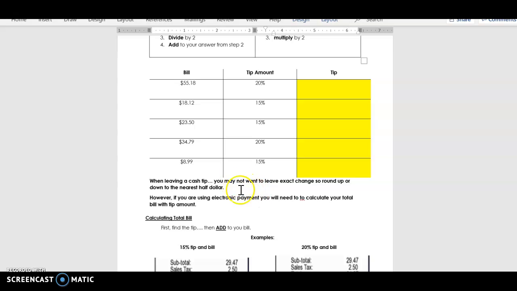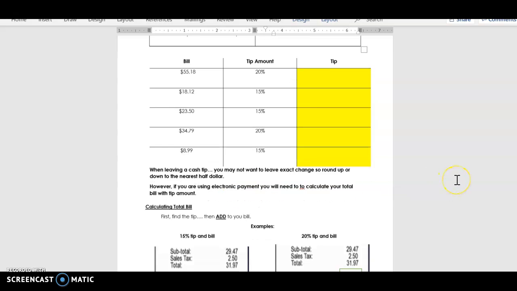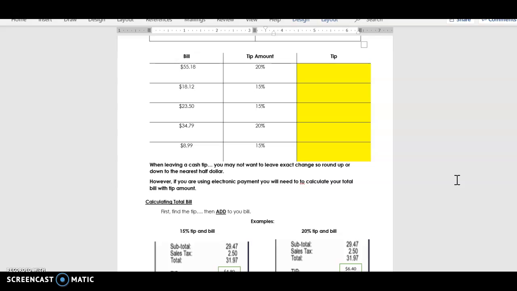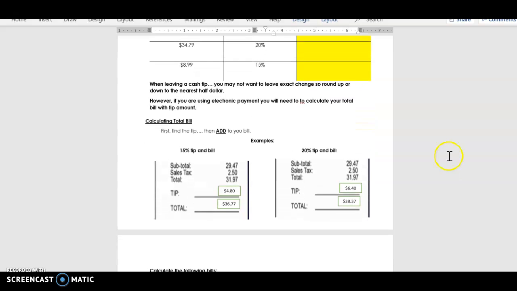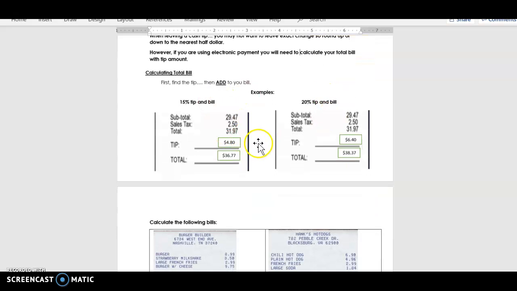There are some actual tips in here. It says when leaving a cash tip, again, you may not want to leave exact change. You can round up to the nearest half dollar. And if you're using an electronic payment, you will need to calculate your total bill with the tip amount. So this is what I'm asking you to do down here, calculating your total bill. So not only do you have to find your tip, but then you also add it to your bill.